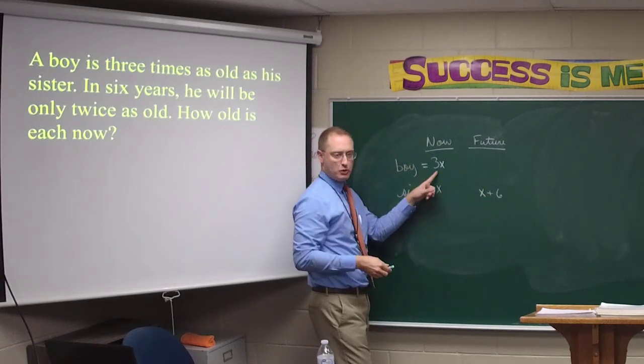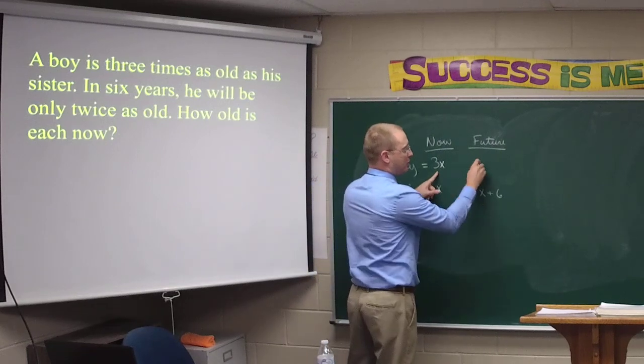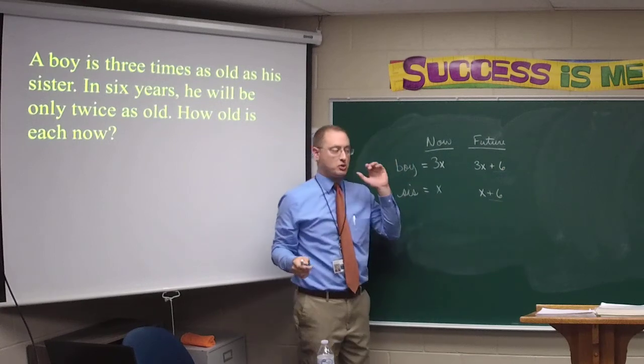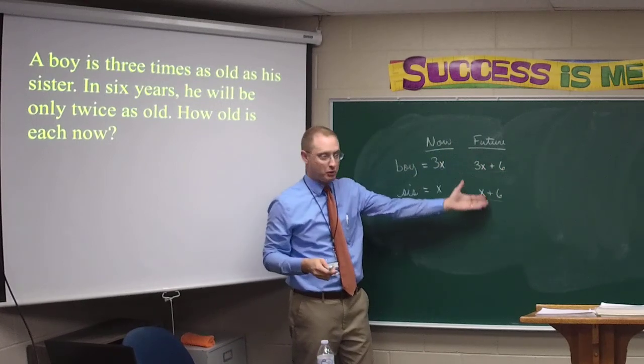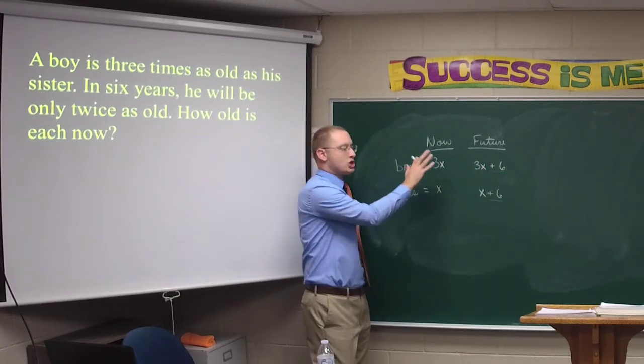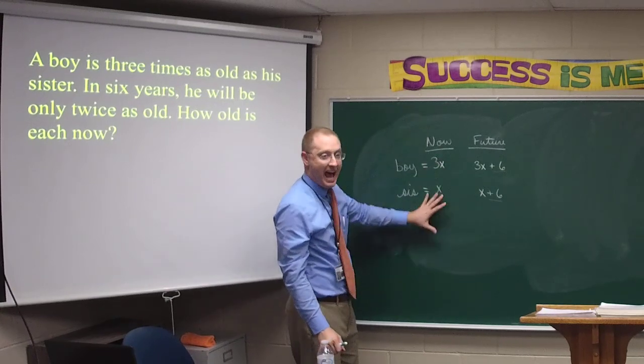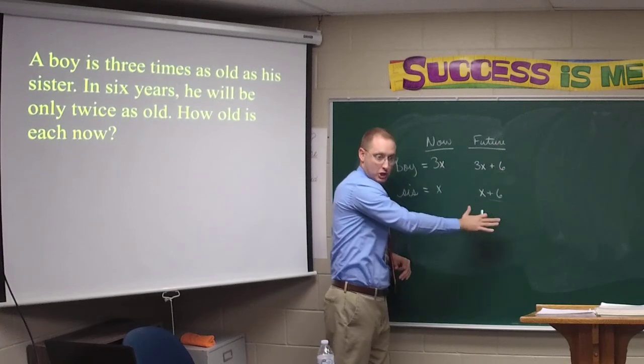And what about the boy's future age? 3X plus 6. We just do a plus 6 to both of them, because as you go 6 years into the future, they both get 6 years older. And I'm going to use a little chart here, a little table if you want to call it that, to separate the now from the future.